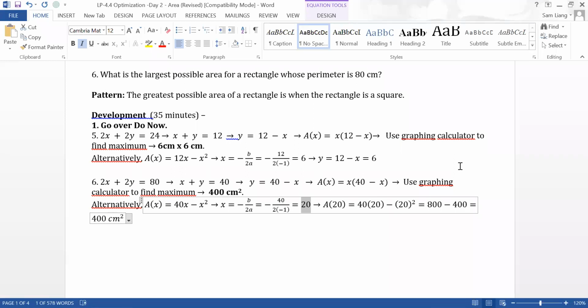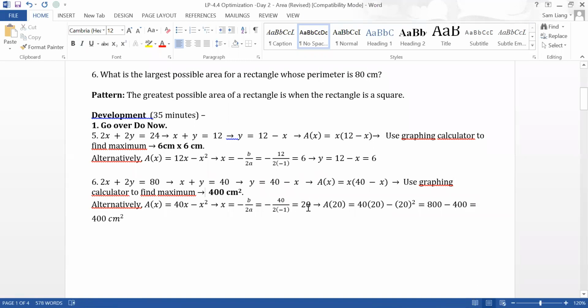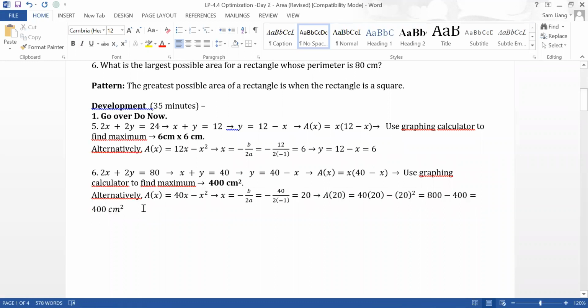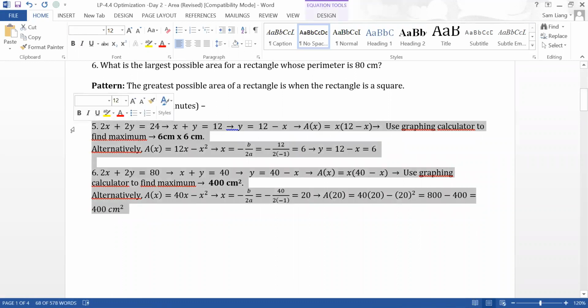And yes, that does match up with the pattern that we've seen, right? So the greatest possible area of a rectangle is when the rectangle is a square, so when the length and the width are equivalent in value. So for number 6, it was 20 by 20 centimeters. I'll give you a sec to copy that down. And afterwards, we'll just work on a few questions on that optimization handout. Again, it's posted on Google Classroom, but I'll display the questions here as well.